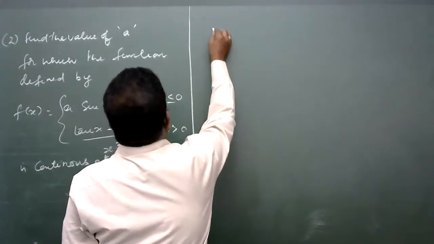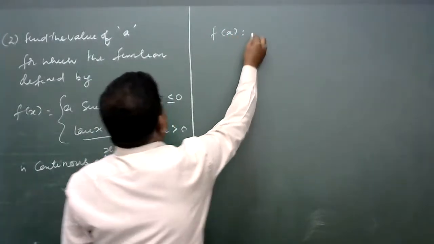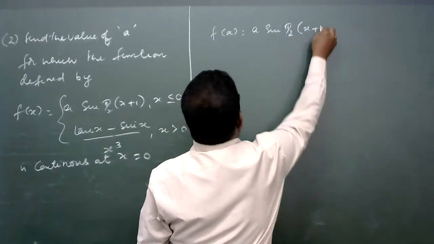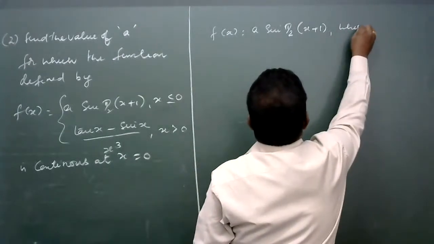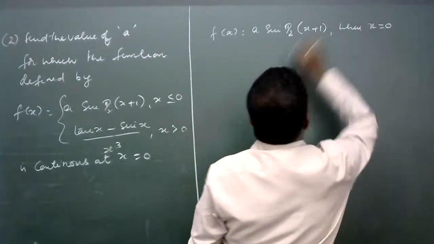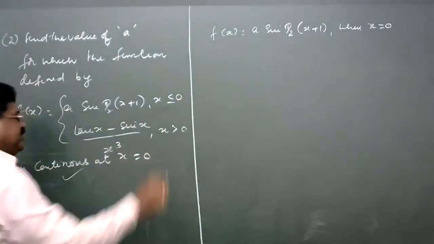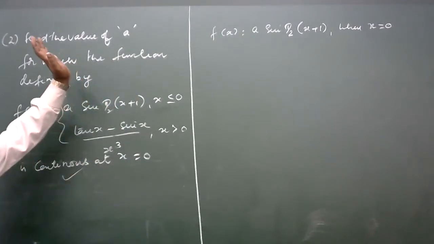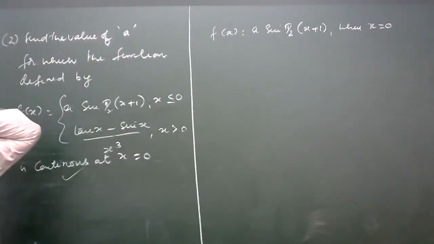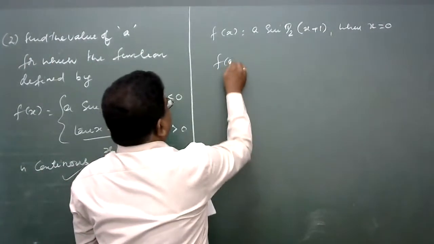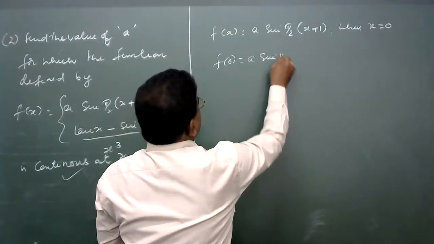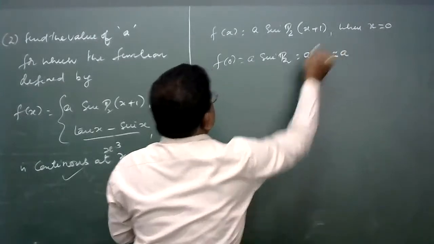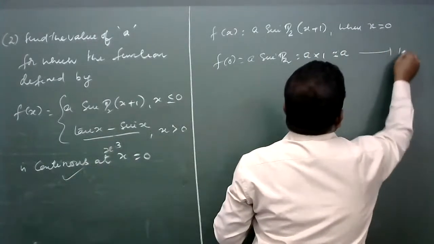Yes. Now, let us consider f of x as a into sine pi by 2 into x plus 1 when x is equal to 0. It is given that the function is continuous at x is equal to 0, so nothing to worry about the left limit. Forget the left limit. When x is equal to 0, that value you can find out easily. f of 0 is equal to a into sine of pi by 2, that is equal to a into 1, that is equal to a. Sine pi by 2 is 1, so keep it as 1.